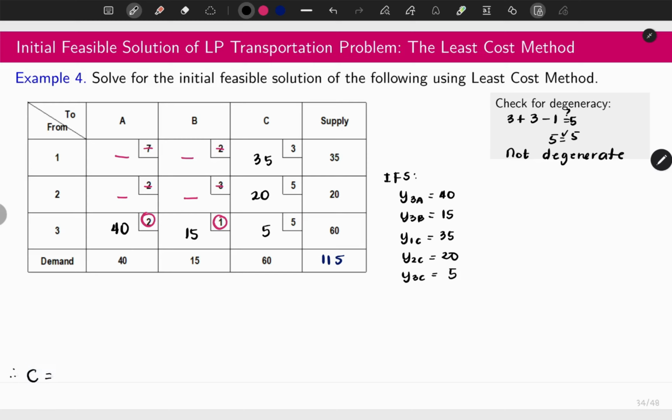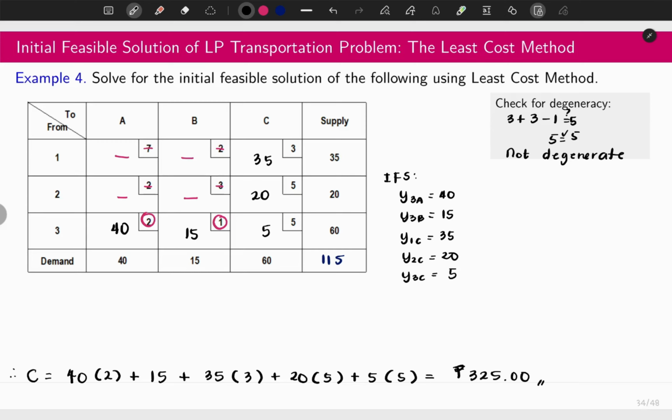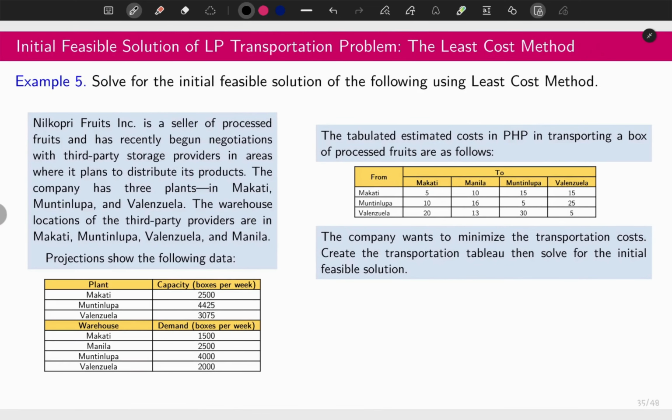Next is to get the associated initial cost. Be careful with the multiplication. 40 times 2, 15 times 1, 35 times 3, plus 20 times 5, plus 5 times 5. Okay. For this, we have 325 pesos. From the northwest corner, we got 600 pesos. So this is lower than what we got from the northwest corner.